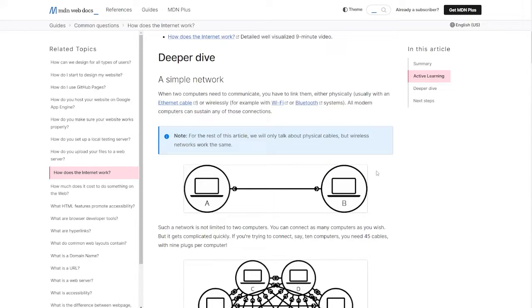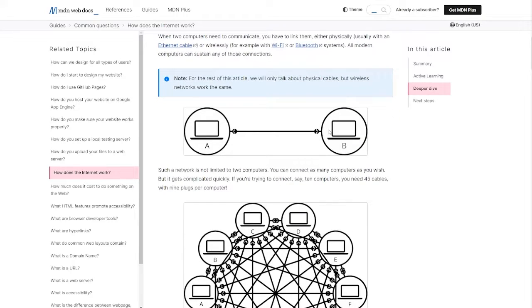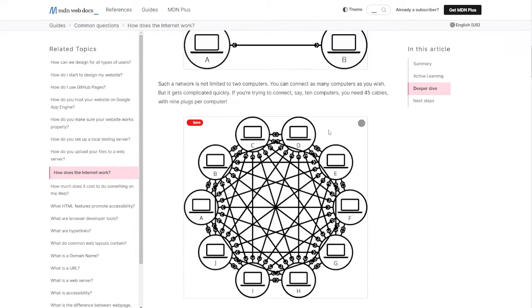Deeper dive. A simple network. When two computers need to communicate, you have to link them, either physically, usually with an Ethernet cable, or wirelessly, for example with Wi-Fi or Bluetooth systems. All modern computers can sustain any of those connections. Such a network is not limited to two computers. You can connect as many computers as you wish, but it gets complicated quickly.